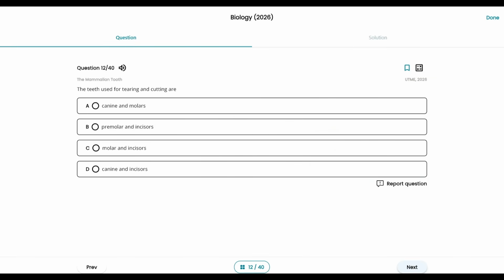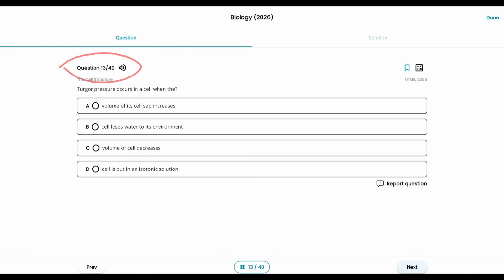Now let me read the question. The teeth used for tearing and cutting. We already said that canine is used for tearing and cutting. Incisor is used for cutting and biting. So if you don't see cutting and you see biting, still go for incisors. Okay, so the correct option here is option D. Let's move to question 13.